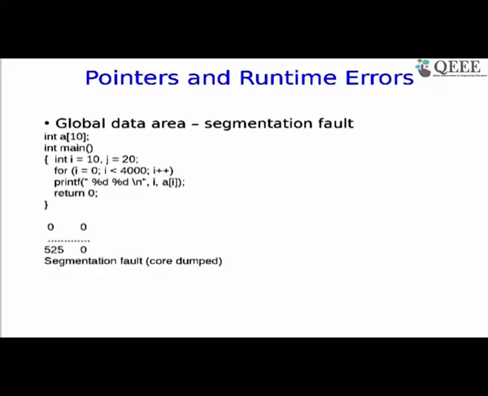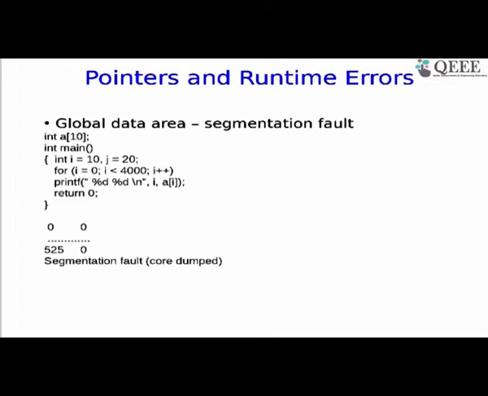Here is another one which shows a global data area. Globals are declared outside functions, so int A[10] is a global. Now inside main you can refer to A. Just like earlier, I am trying to refer to the array address A[i], starting from 0 to 3999, which is way beyond the size of the global.